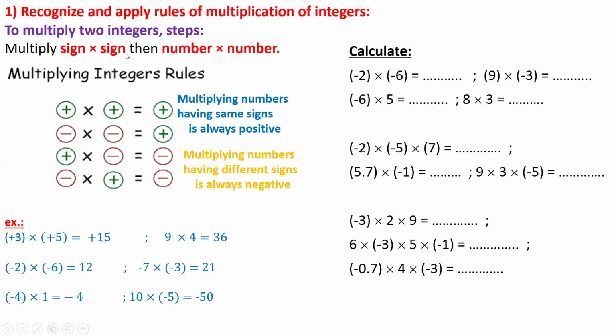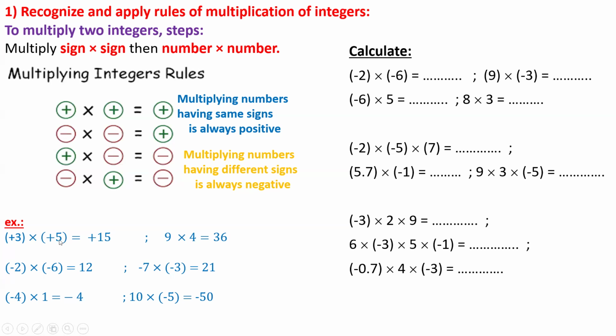How do we multiply signs? There are rules to multiply signs. Whenever we multiply a positive with a positive, our answer will be positive. A negative with a negative, our answer will also be positive. So as you can see, if I am multiplying numbers having the same signs, my answer always has a positive sign. If I multiply a positive with a negative or a negative with a positive, my answer sign will be negative. So multiplying numbers with different signs is always negative.